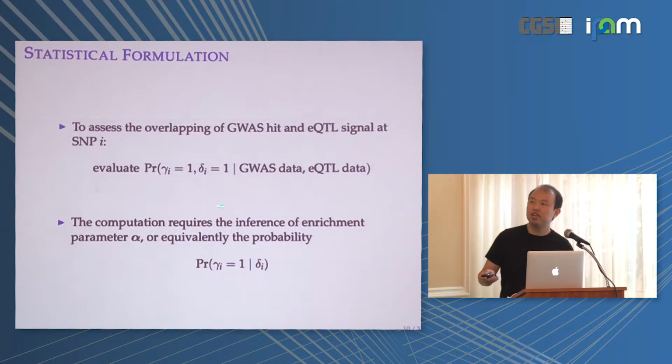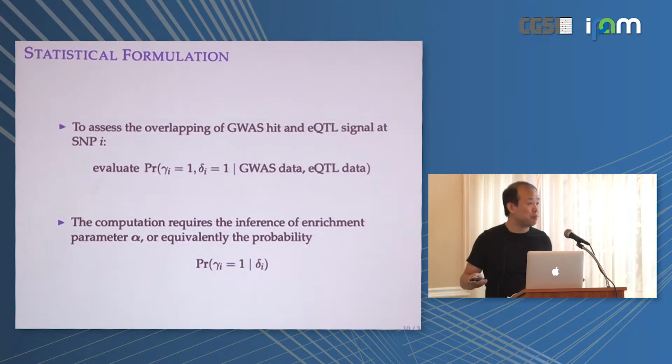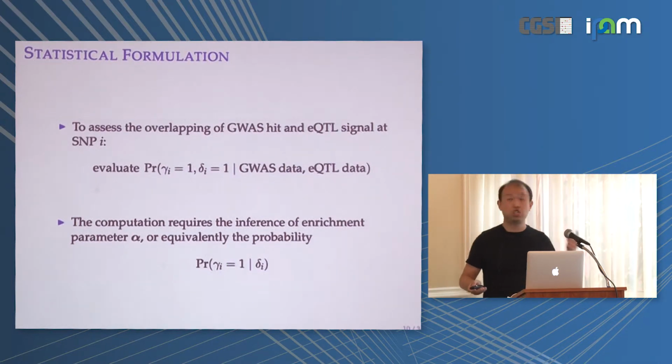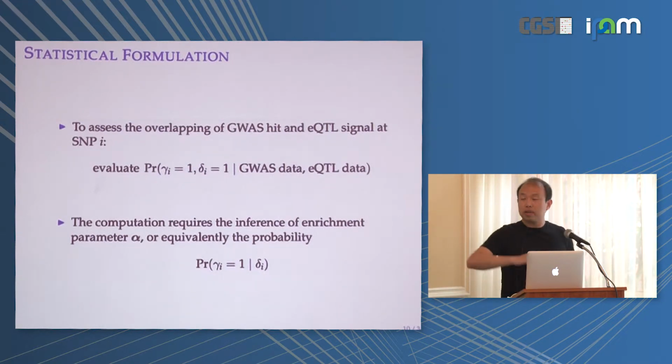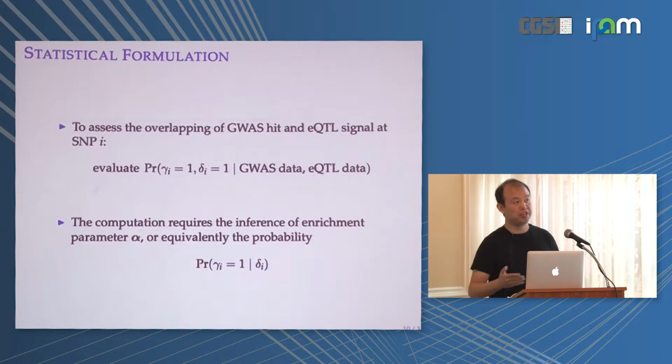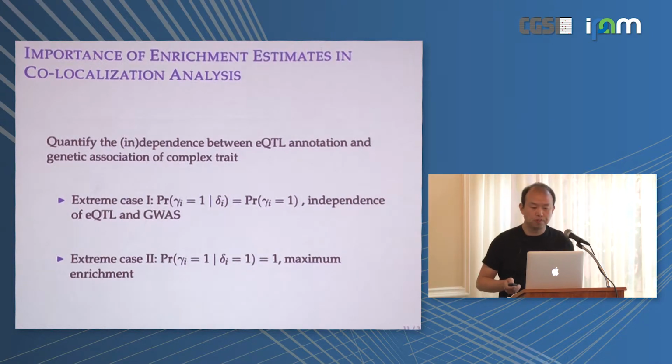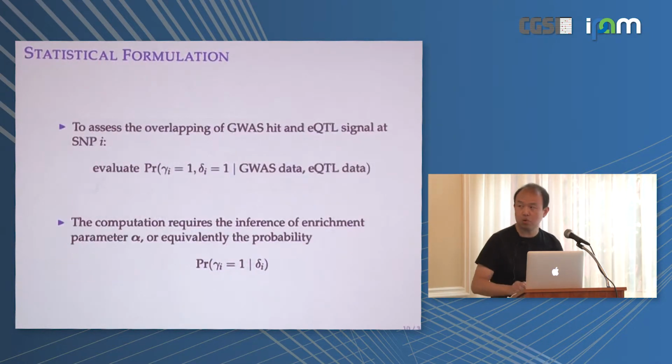To do the computation, you will also notice it requires inference of the alpha parameter, the enrichment parameter, which is essentially this probability: given delta, given the SNP is an eQTL or not an eQTL, what is the probability that the particular SNP is a GWAS hit. So we get to this point with a very clear goal, right? We set up the model, and then we just need to fit the model and figure out these things. That's it.